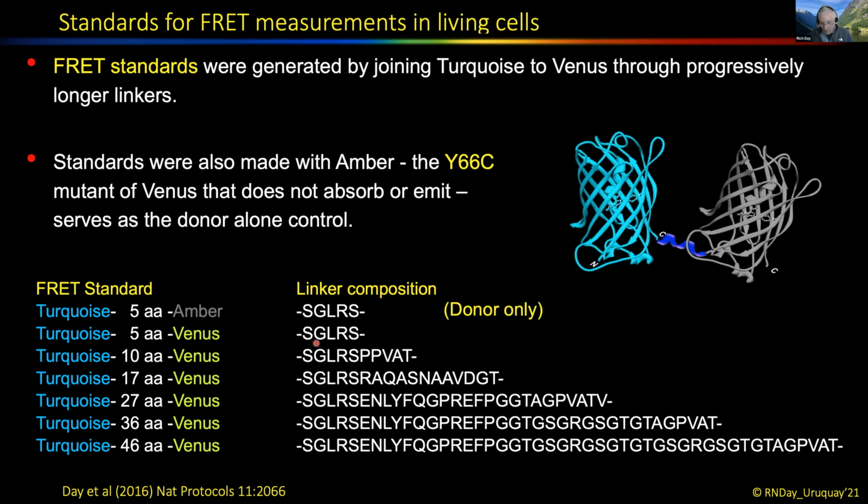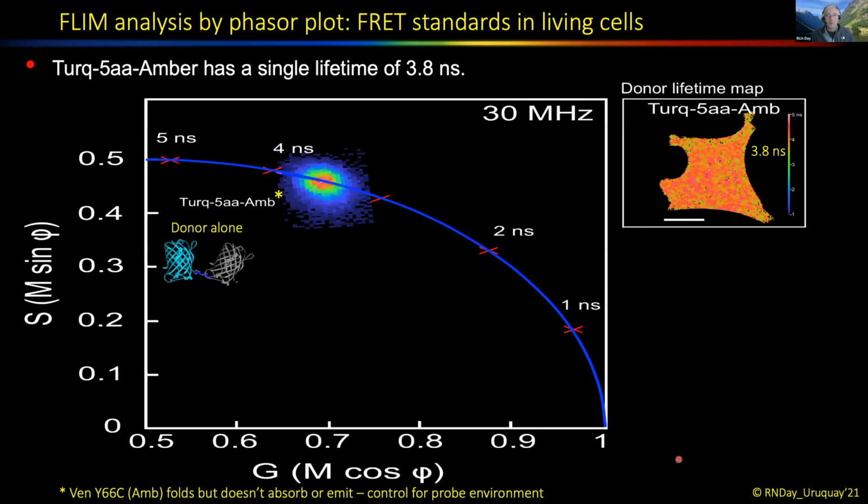Turquoise 5 amino acid Venus is going to be our highest FRET, our maximum FRET standard. And then by inserting progressively longer linkers, we have decreasing FRET efficiency. And these are very useful for us to calibrate and measure how well our system is working. Now this is a living cell that's expressing turquoise 5 amino acid amber. And remember, this is our donor alone control. It falls directly on the semicircle, telling us it's a single component decay. It has a lifetime of 3.8 nanoseconds, which is the correct lifetime for turquoise.